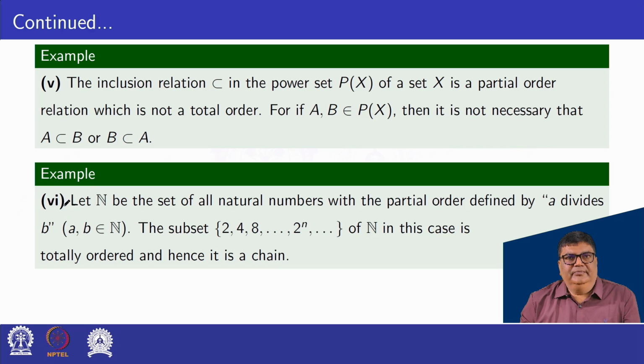Another example, let N be the set of all natural numbers with partial order defined by a divides b, where a, b belong to N. The subset {2, 4, 8, and so on, 2^n, ...} of N in this case is totally ordered and hence it is a chain.